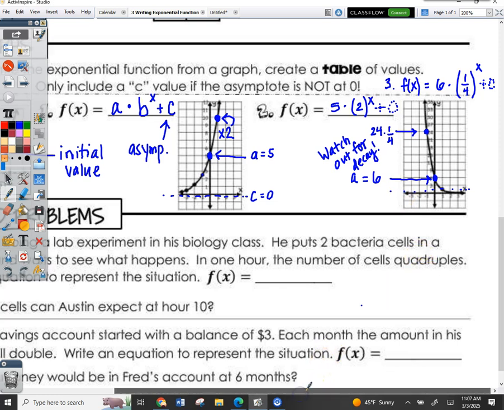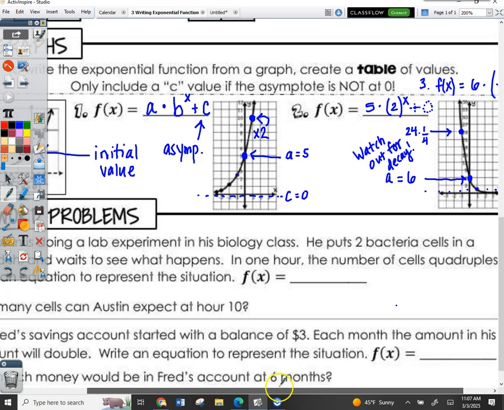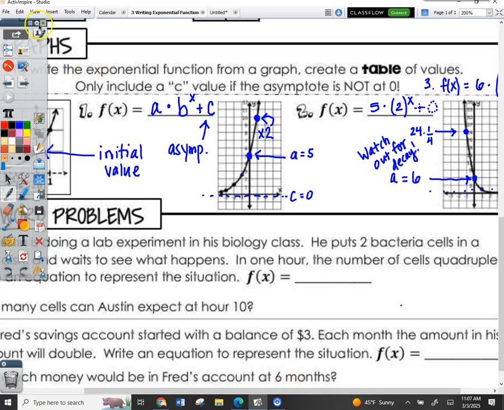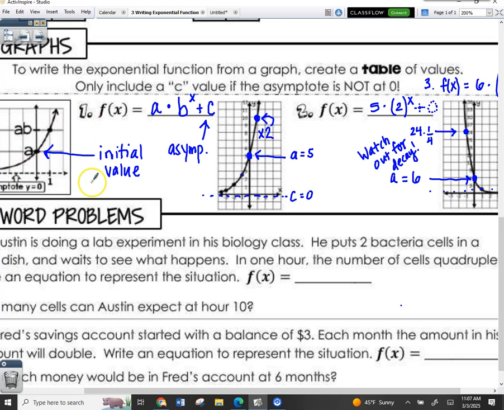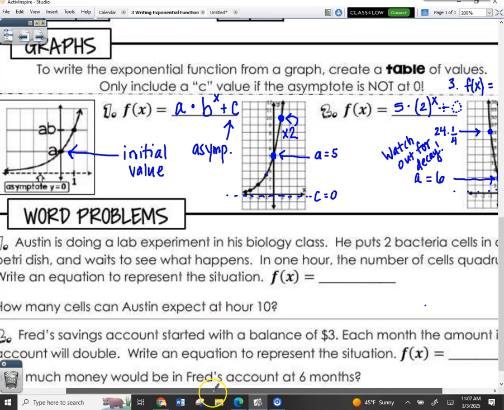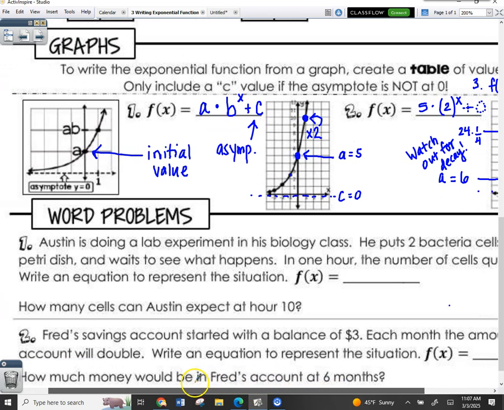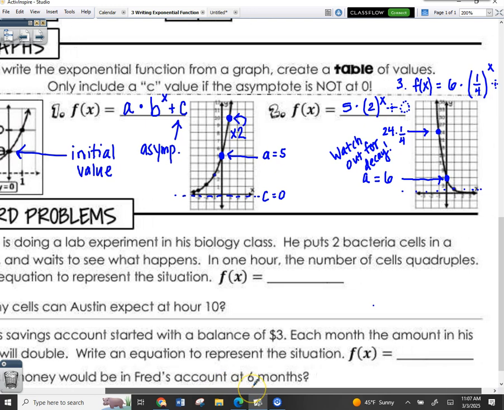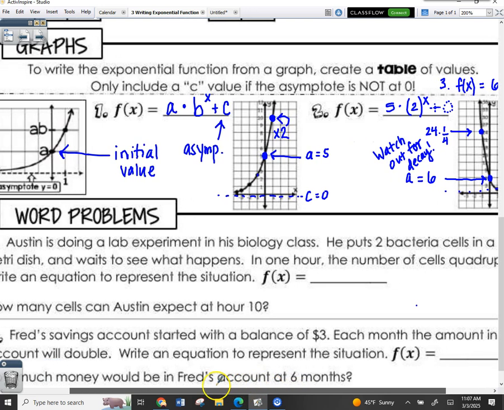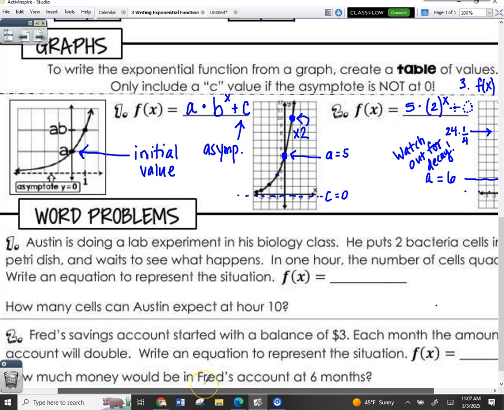Now, what if I give it to you as a word problem? You would think, oh, this is harder. I would say this is actually easier. I would say the graph is the hardest. So let's look at this. Austin's doing a lab experiment in his biology class. He puts 2 bacteria cells in a petri dish and waits to see what happens. In 1 hour, the number of cells quadruples. Write an equation to represent the situation.